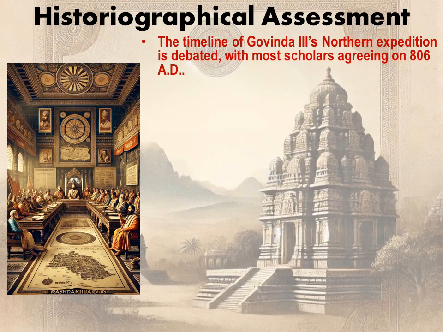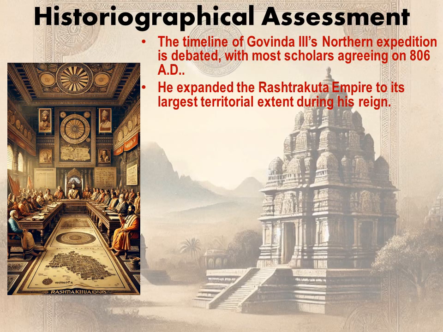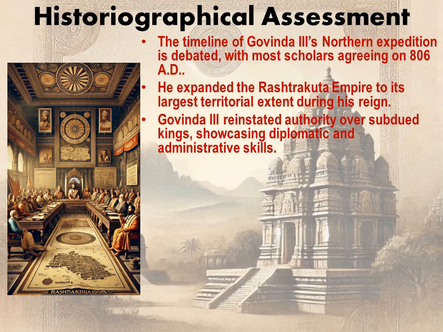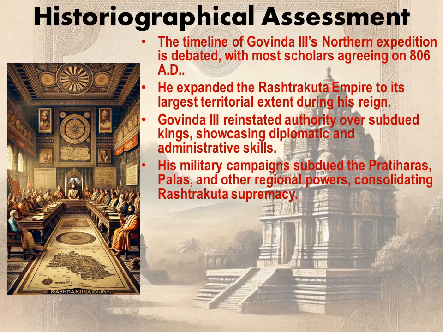Historiographical assessment. The timeline of Govinda III's northern expedition is debated, with most scholars agreeing on 806 AD. He expanded the Rashtrakuta Empire to its largest territorial extent. During his reign, Govinda III reinstated authority over subdued kings, showcasing diplomatic and administrative skills. His military campaigns subdued the Pratiharas, Palas, and other regional powers, consolidating Rashtrakuta supremacy.